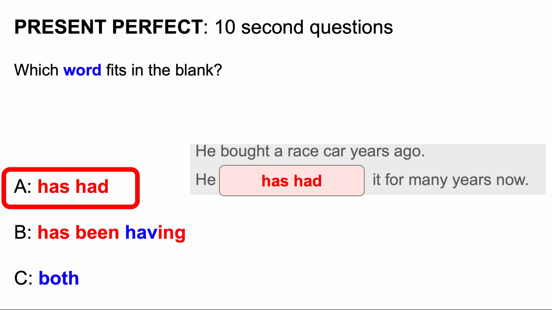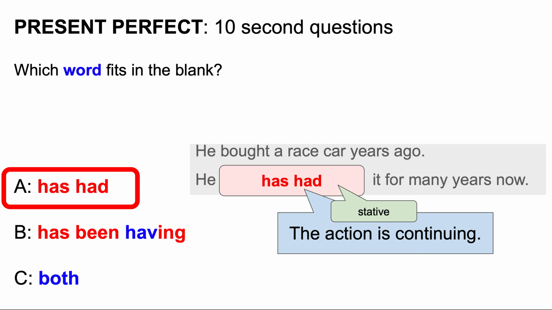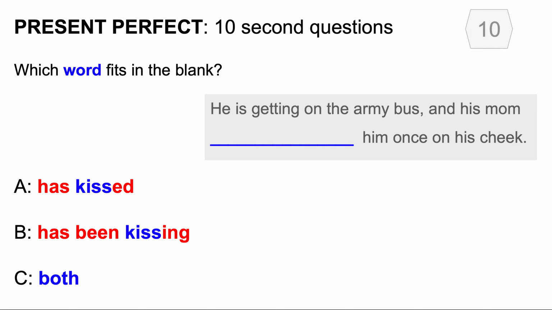He bought a race car years ago. He has had it for many years now. Have is a stative verb. The action is continuing, but since it's a stative verb, we use the present perfect. Next.